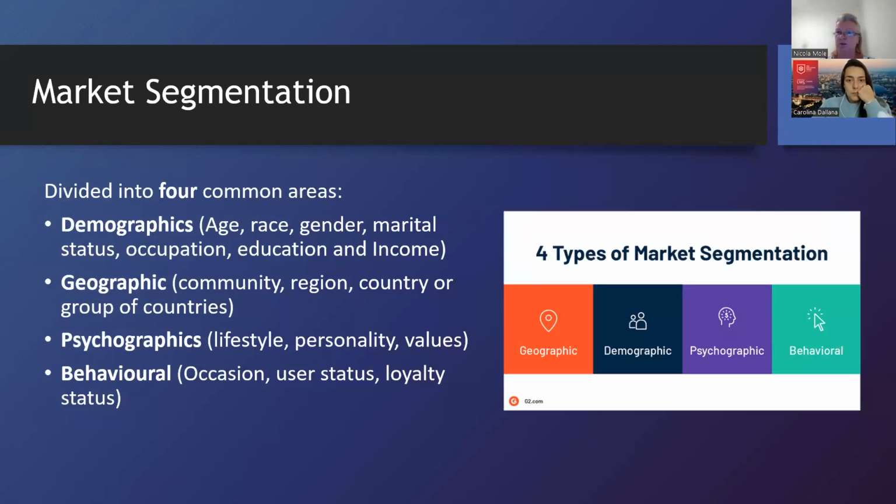And behavioural. What is the occasion that they're buying this product for? It could be something for the house, for entertaining. What is their status and loyalty status? A lot of brands have loyalty programs. How are we going to get that to work with our customer?